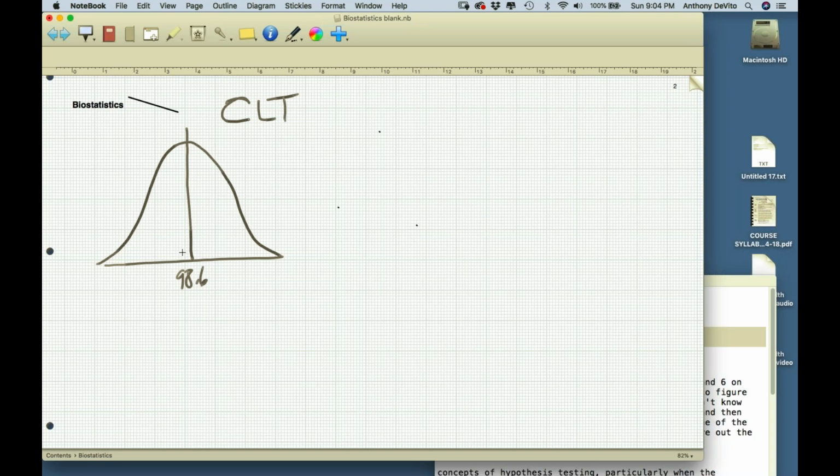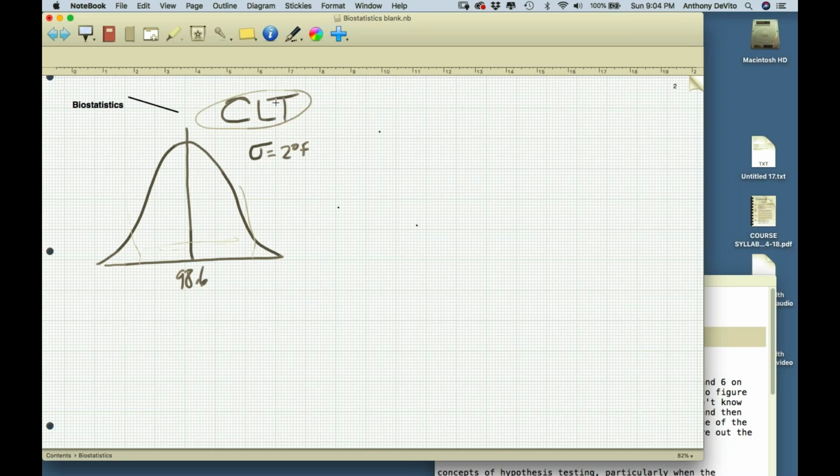There's some variability within that population. That variability is described by the standard deviation. I'm going to say the standard deviation in this case is 2 degrees Fahrenheit. Okay, and we know various things about that from the empirical rule: two standard deviations below the mean and two standard deviations above the mean would represent 95% of the population, and so on. But the central limit theorem tells us a bit more.